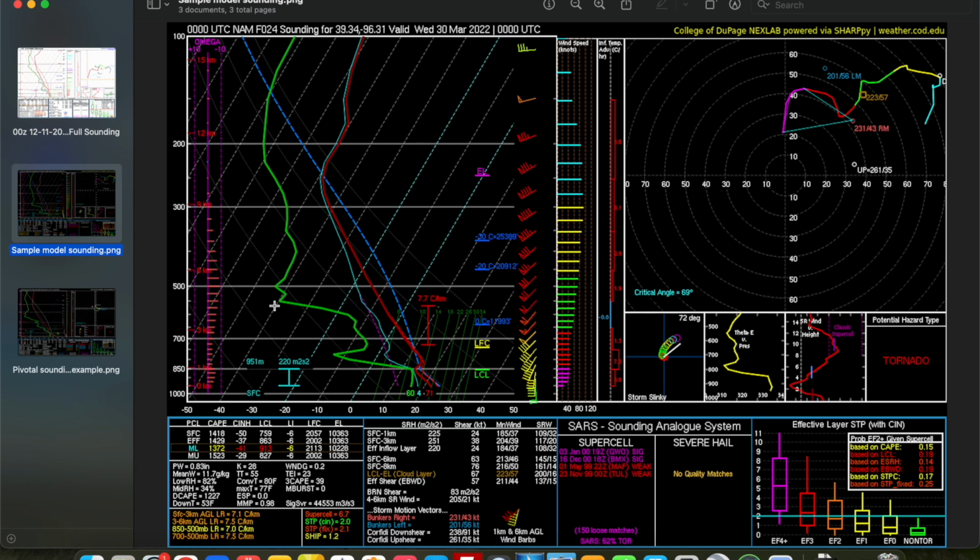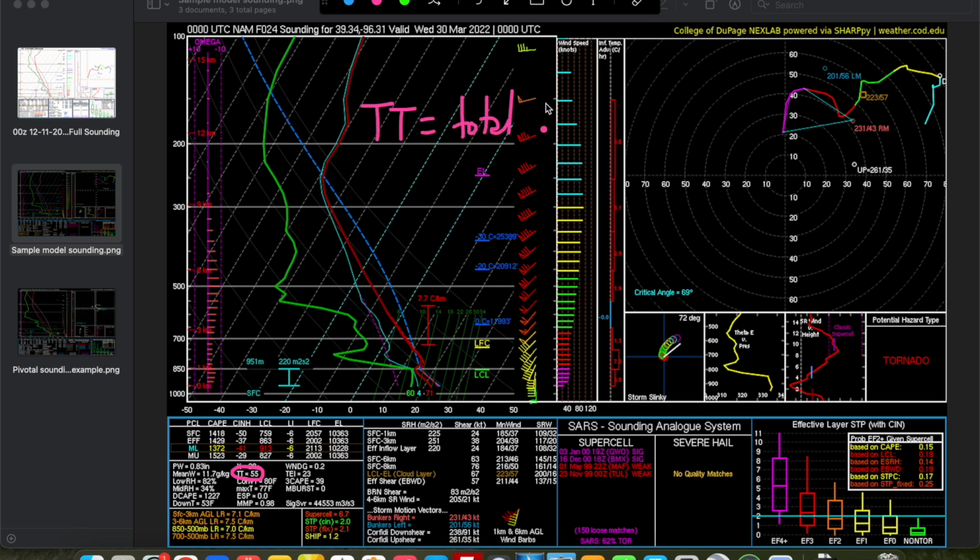But you also have a few parameters that are on the model sounding that are not on the SPC sounding. The first of which is going to be this TT value right here. And that, as we've discussed before, is our total totals index. We discussed this in a previous video. It's another one of those composite indices that gives us a quick snapshot of whether or not we're likely to see deep convection or thunderstorms in a given environment.